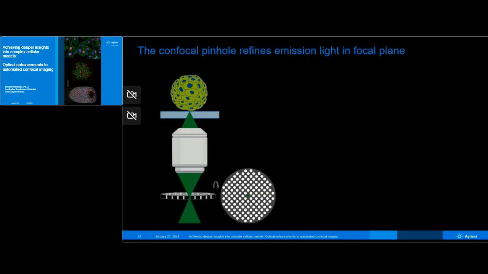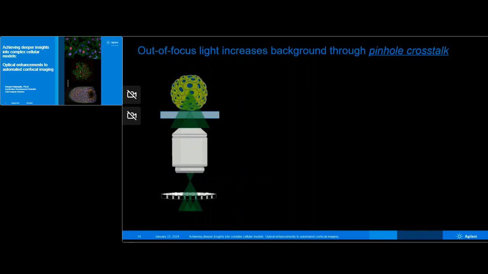However, keep in mind that when your excitation light is laser or LED based, you're still illuminating all the way through the thickness of that sample, which means that out of focus fluorophores are still being illuminated and so emitting light, which will appear as background because those fluorophores are not in the focal plane of your pinhole, and so that light then spreads out and bleeds through to neighboring pinholes, called pinhole crosstalk.